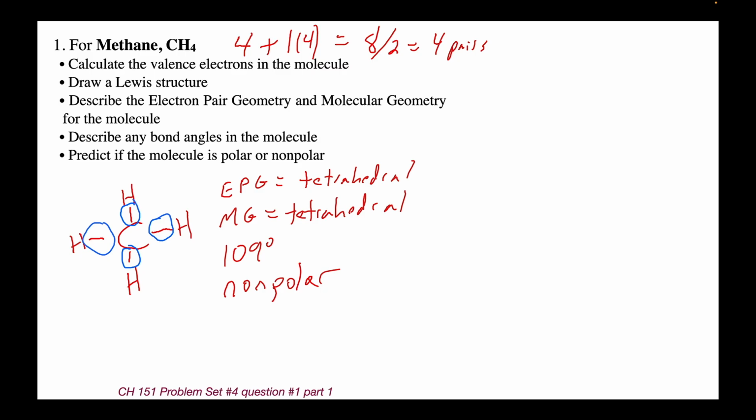So the answer's here. There's the Lewis structure. You don't have to draw the blue lines around it for the bonds like I did. 8 valence electrons, tetrahedral for both EPG and MG, bond angles 109, and nonpolar.